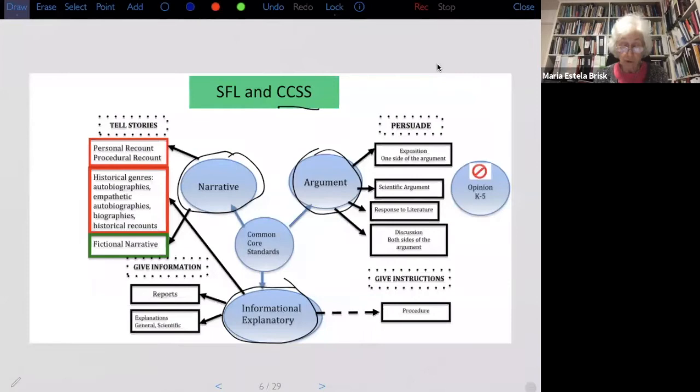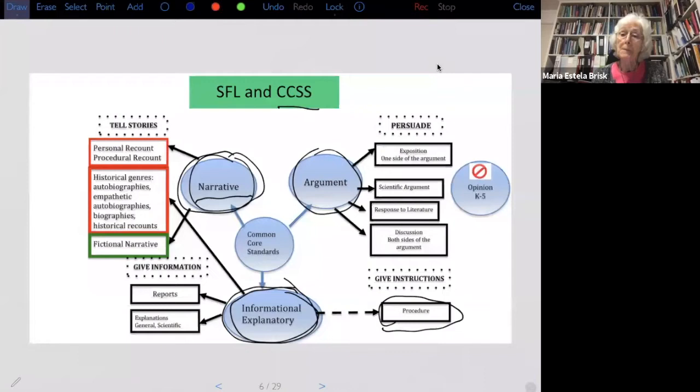So what the Common Core calls narrative is actually a bunch of genres like personal recount, all of the historical genres like biography and autobiography, and then fictional narratives and all of the forms of fictional narrative. And the Common Core just clustered it into one. And what they call informational explanatory actually is reports and then seven or eight types of explanations. And there is a little mention of procedure in the informational. And then we have arguments, and there are different types of arguments.